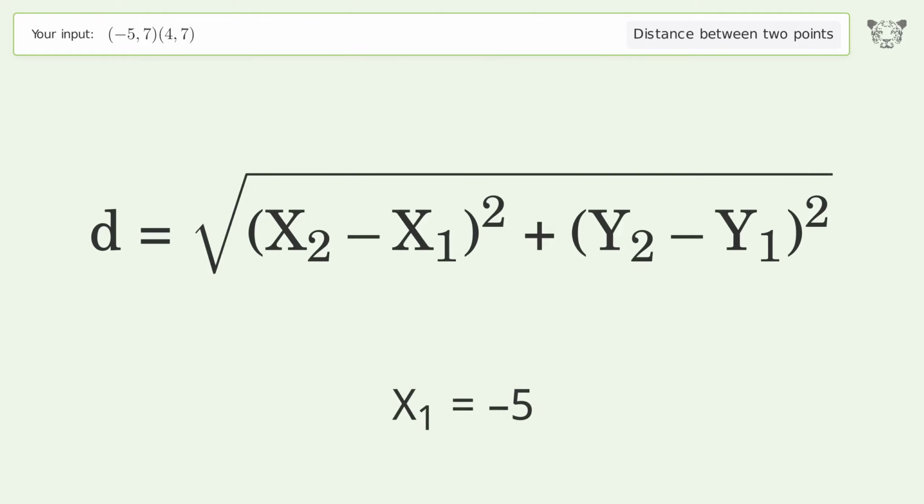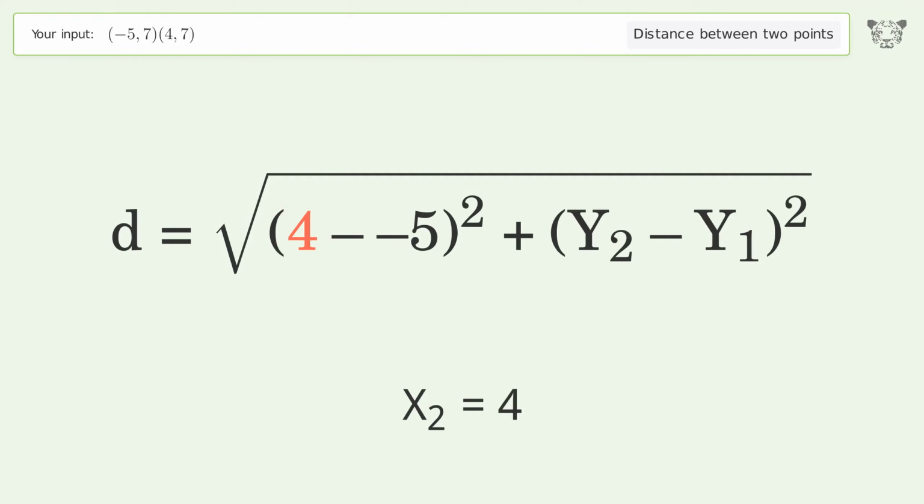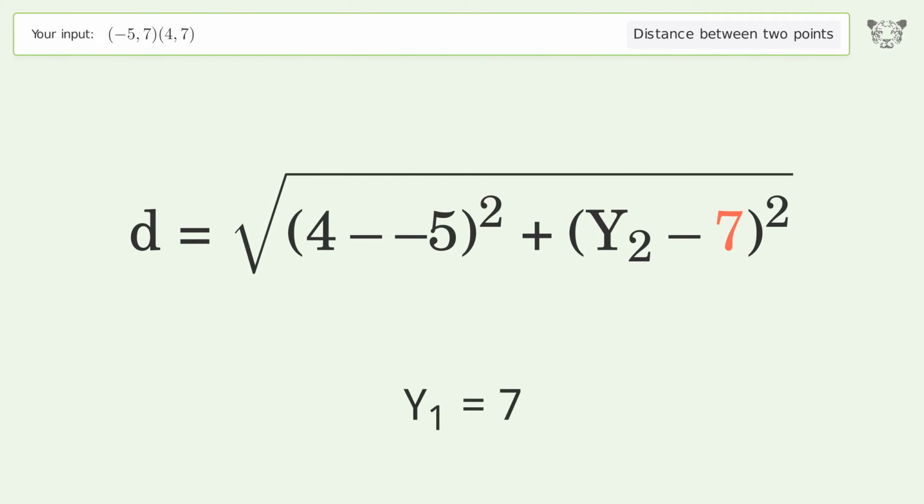x1 equals -5. x2 equals 4. y1 equals 7. y2 equals 7.